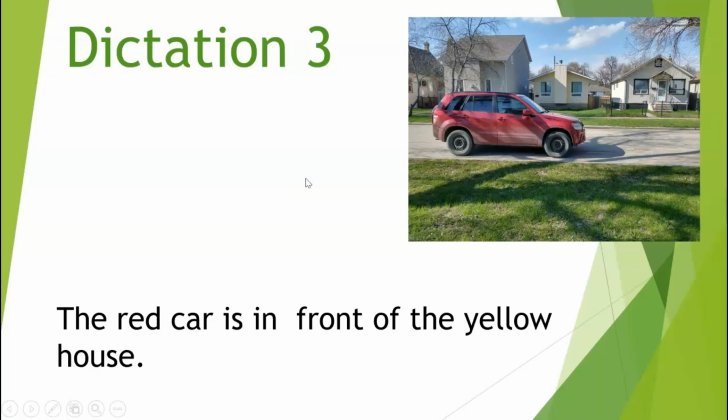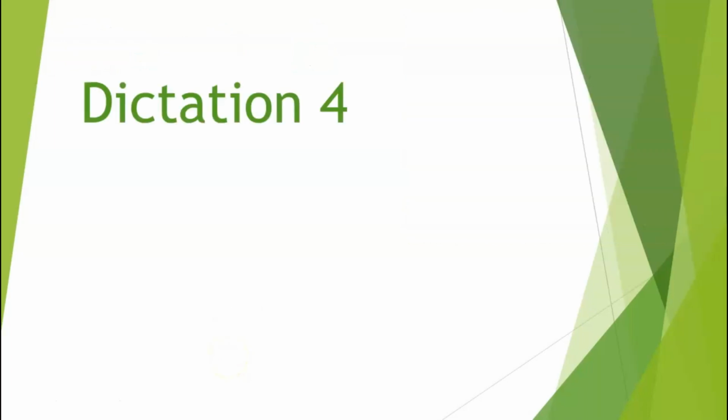Now, can you see the prepositional phrase of place here? It is right here, in front of the yellow house. Now, often prepositions are only one word, but in this case, the preposition is in front of. So in front of is the preposition, and in front of the yellow house is the phrase. Okay, let's move along to our dictation number 4.